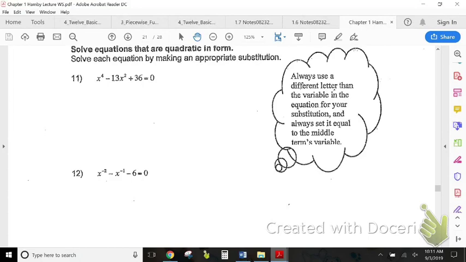So we're going to let y equal, what's the variable of the middle term? x squared, okay? When you do this, let's substitute it in. So x to the fourth, I'm going to rewrite that as x squared, because x is now going to be x squared.